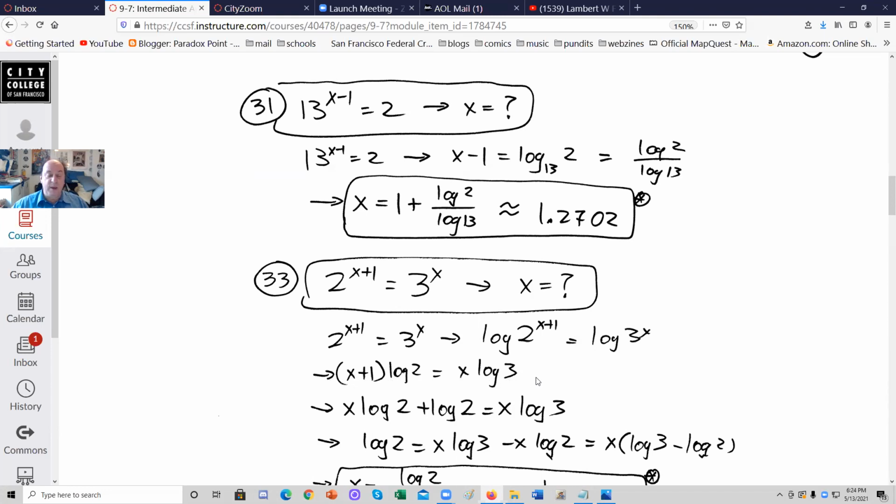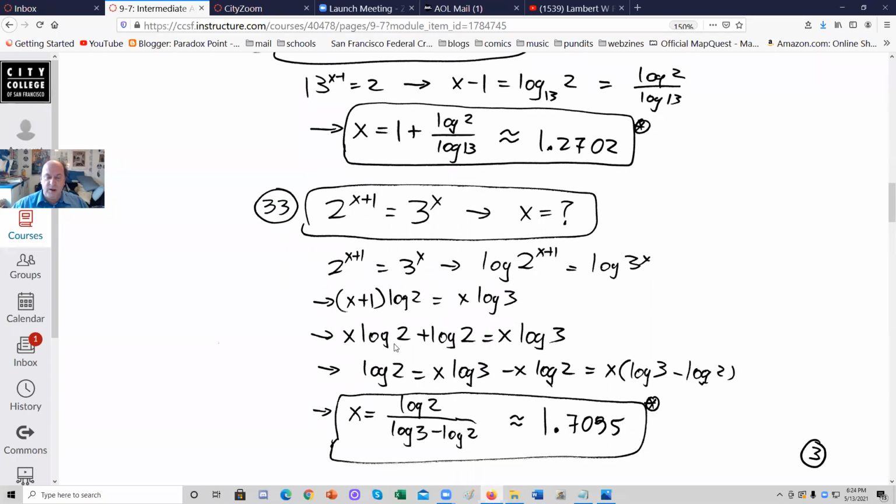At this point, it's basically a linear algebra problem, at least as far as x is concerned. First we distribute the log 2. x log 2 plus log 2 equals x log 3. All right. Transpose x log 2 by subtracting it from both sides. Get log 2 equals x log 3 minus x log 2, or log 2 equals x times log 3 minus log 2. Dividing by log 3 minus log 2, you get x equals log 2 over log 3 minus log 2, which comes out to about 1.7095.